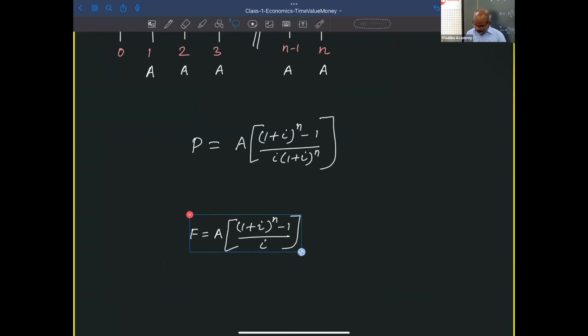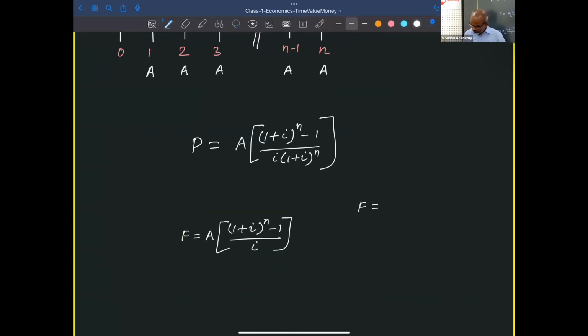So, you know the connection between F and P. What is the connection? F equal to P into 1 plus I to the power N. So, you can also compare this. To get P from F, simply divide the F by 1 plus I to the power N.